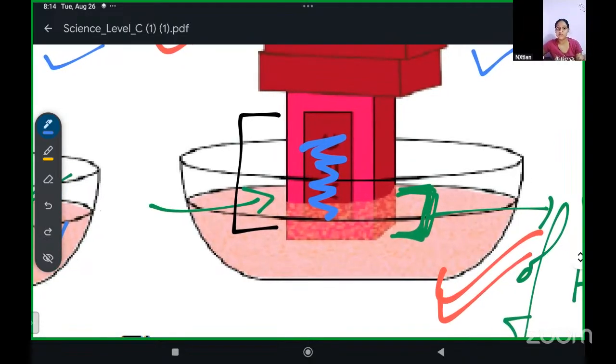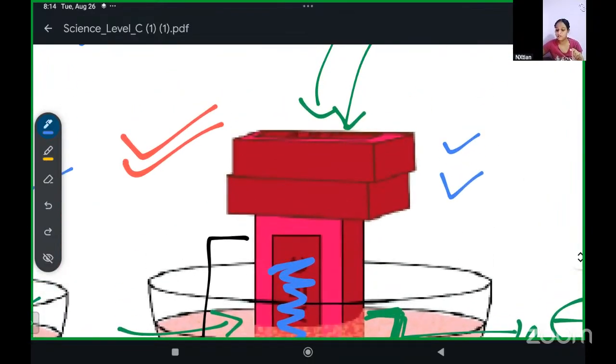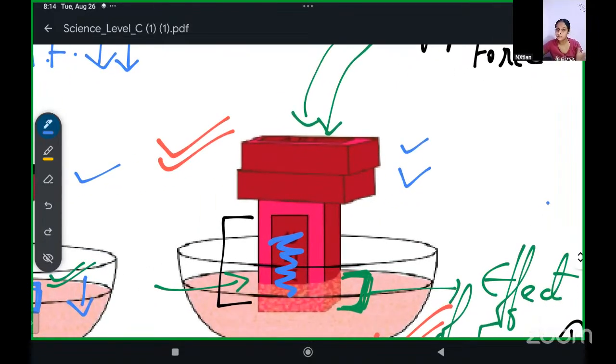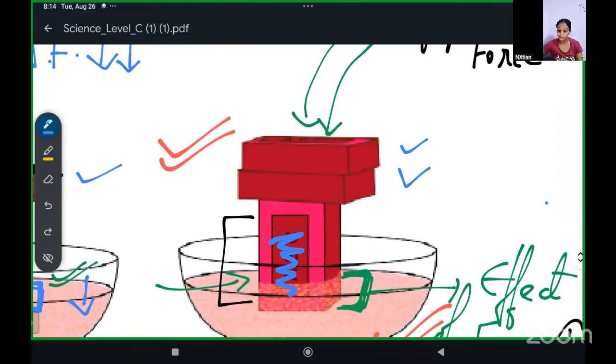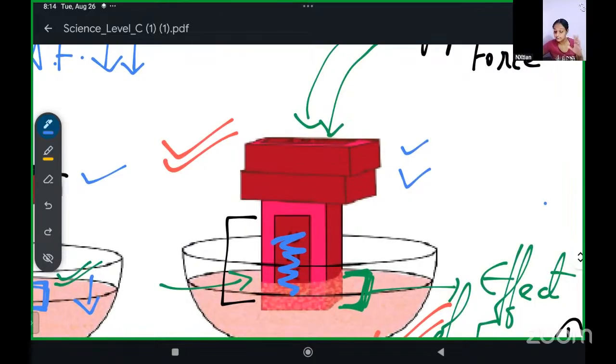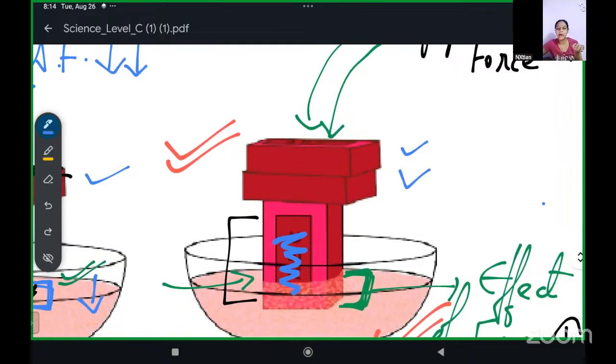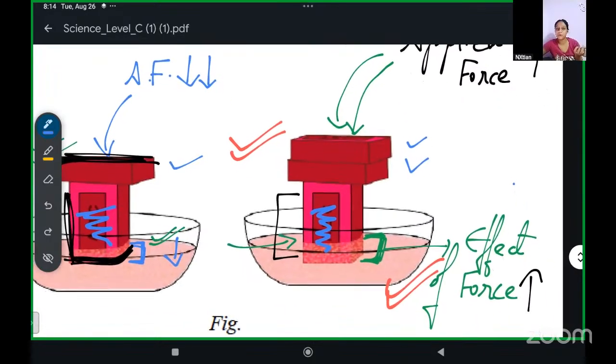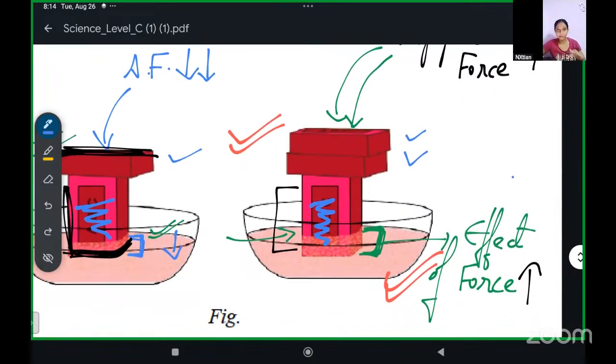So this is the effect of pressure. If I'm applying more force, then it will go more inside. Say one more brick I added, so two bricks are there, then I added a third brick. So the vertical brick at the bottom will go more inside the sand. Why? Because it is the effect of force that is happening at the bottom.